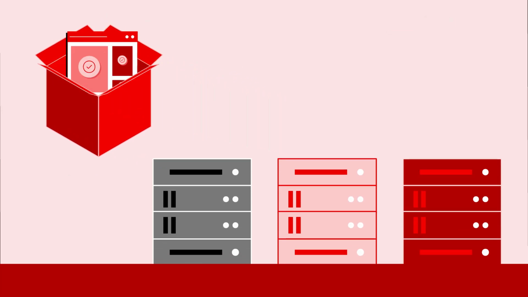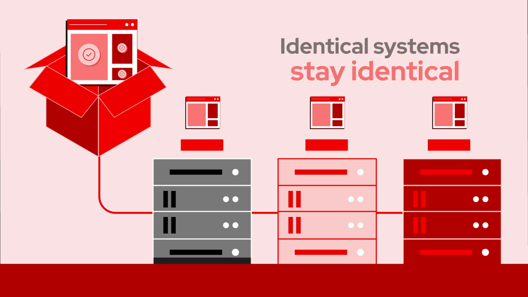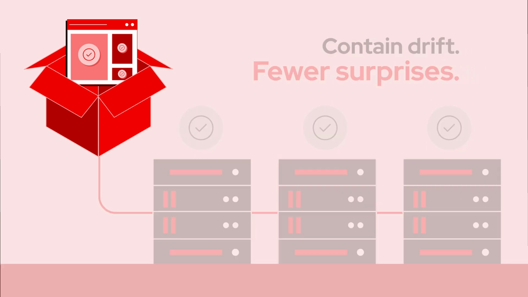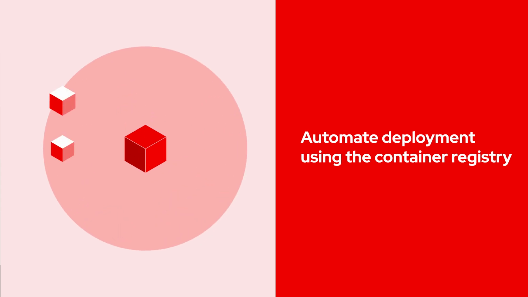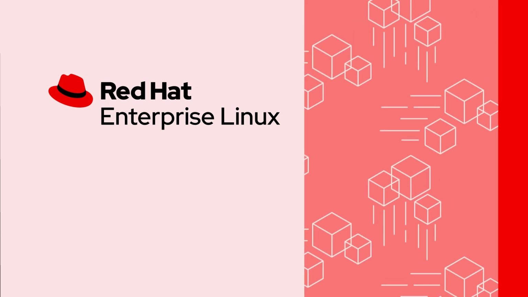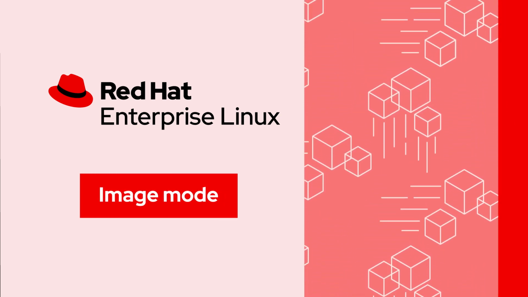Working with images also ensures that our identical systems stay identical, and we can now contain drift, which means fewer surprises in production. We can even automate deployment to impacted systems using the container registry. It's that simple. Red Hat Enterprise Linux makes this possible with Image Mode, a simple, consistent approach to OS management.